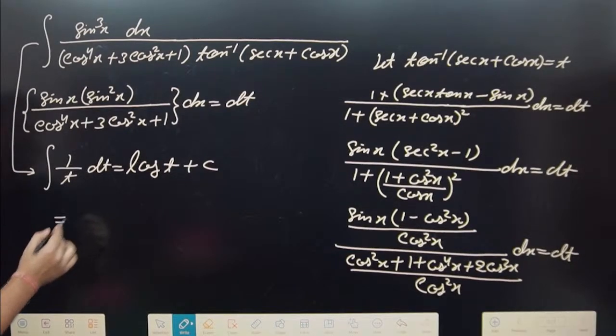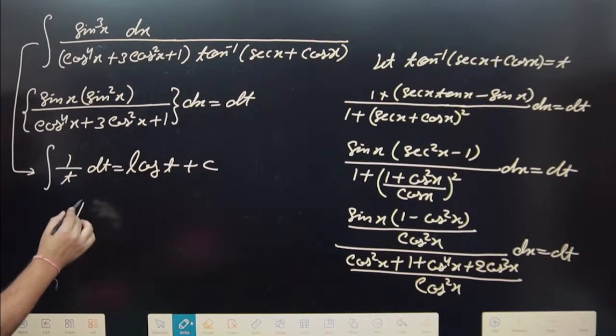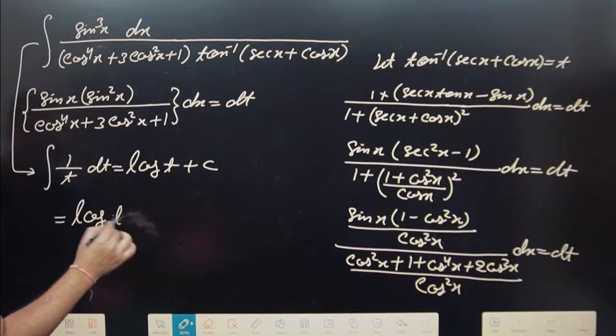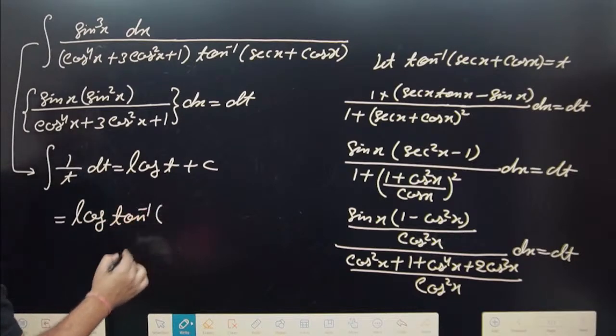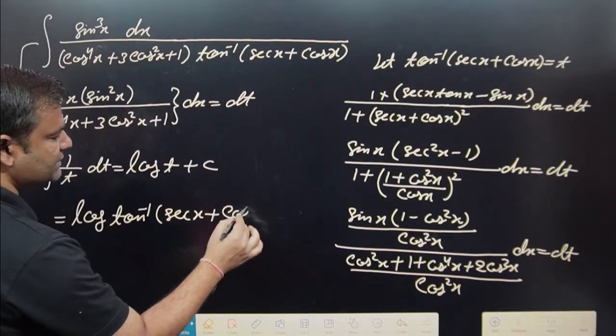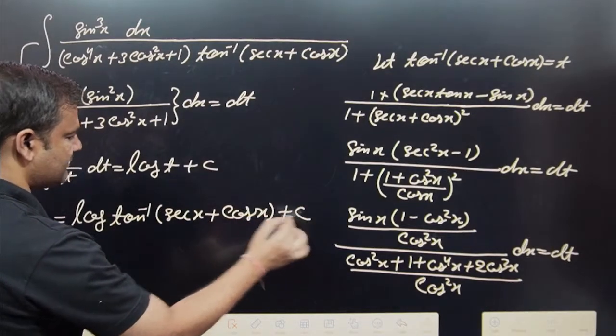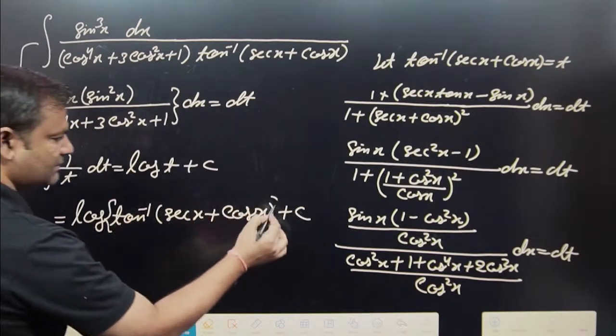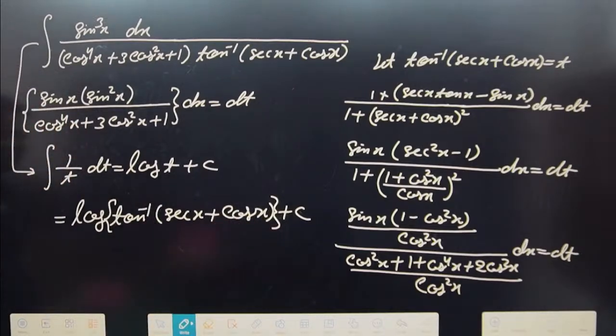So log t is basically log of tan inverse of sec x plus cos x, plus c. This one is the final answer. I hope it is clear.